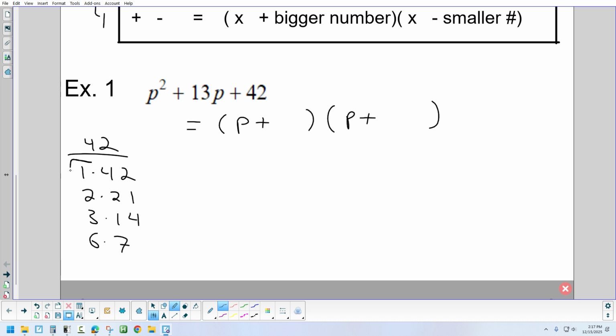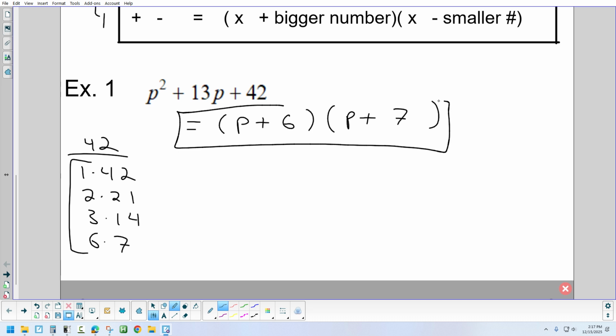Is there a pair of numbers here that add to give you 13? Yeah. 6 plus 7. 6 and 7. So those are the two numbers we're going to put. 6, 7. And that's it. That's your final answer. Any question on that one? So it's p plus 6, p plus 7.